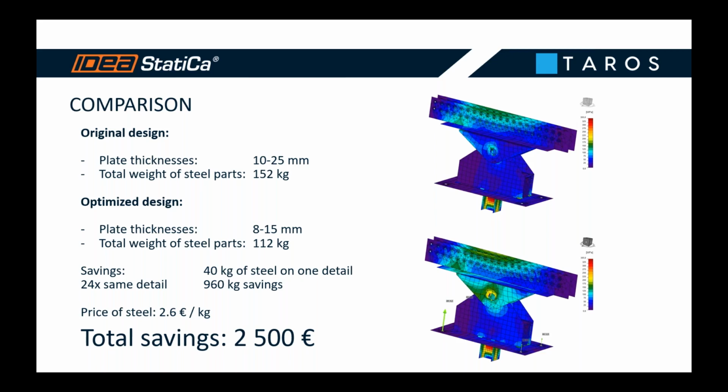The unit price for steel varies, and it depends on the region. But here in the Czech Republic, we are assuming for the whole product, like welded parts together with the zinc coating and everything, the price is €2.60 per kilogram. It means that we saved 2,500 euros optimizing this one detail.